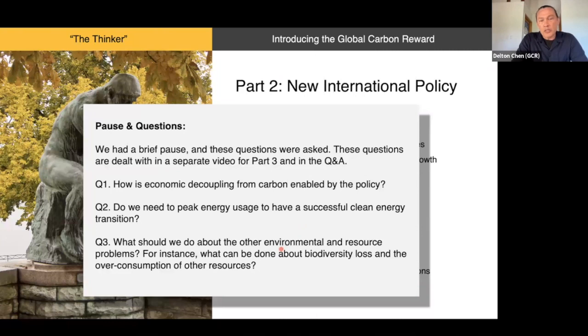How do we peak energy usage to have a successful clean energy transition? Optimal growth actually doesn't set out to cap energy consumption directly. This is something which may be a little bit difficult to understand at first. What it's doing is it's changing the way energy is used, in that, if we redirect more energy to mitigation, then we don't have to worry so much about capping it. I'm not saying capping energy is a bad idea. I'm just saying capping is going to probably attract political conflict.